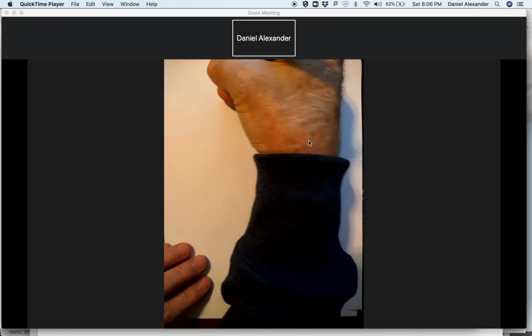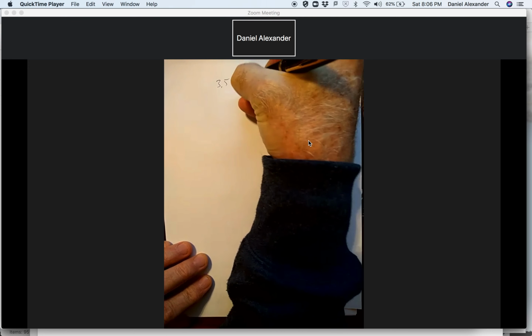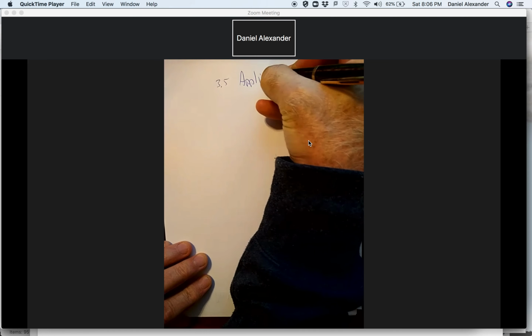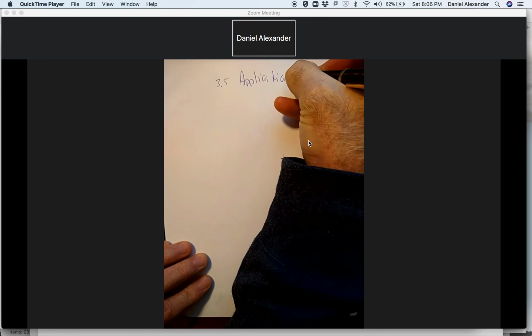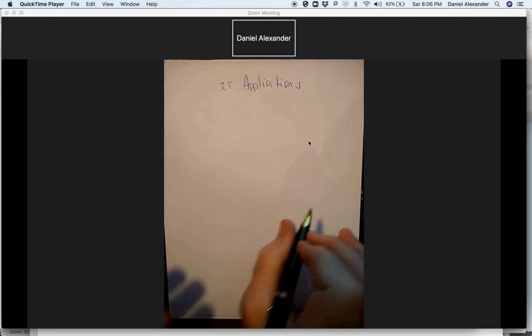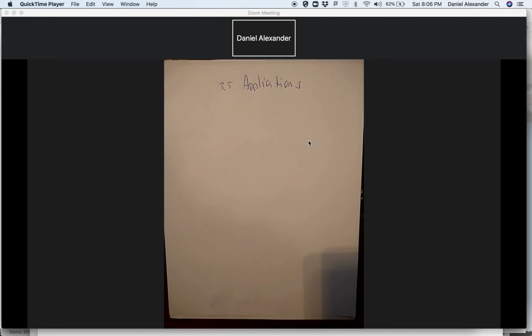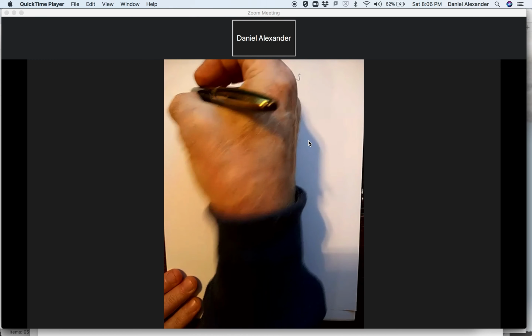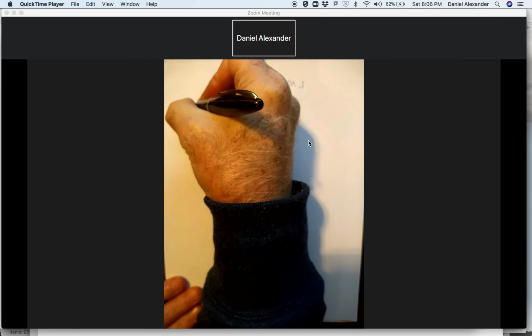This video is going to be on 3.5, and it's on applications. What this is going to do is mix exponents and logarithms. I just want to go over the theory in this video, then we'll do a practice video. So the key is we're going to look at exponential functions.